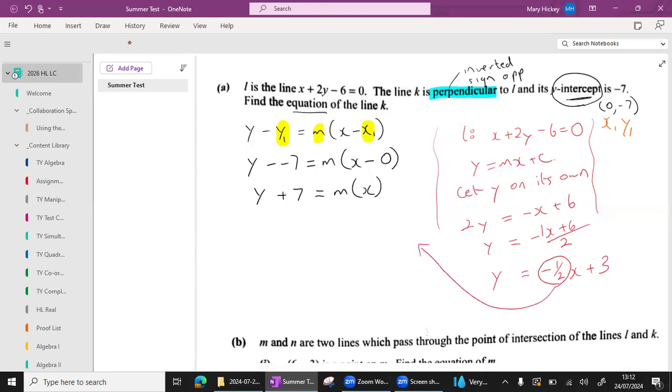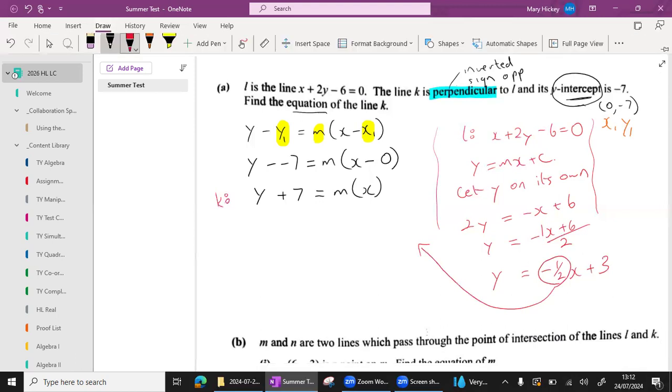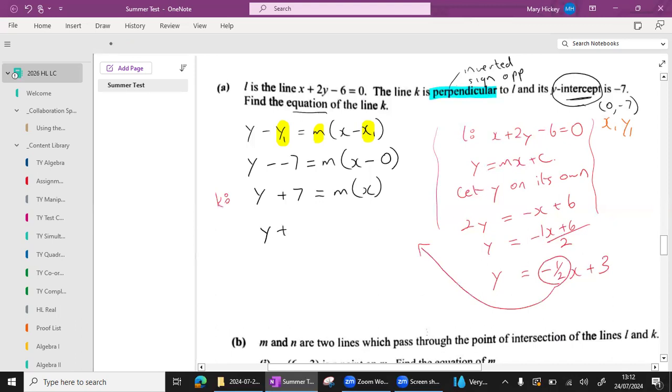So immediately I know the slope of K, so this is K. The slope of K is going to be opposite in every way. So what is opposite in every way? Well, opposite of negative is positive, opposite of a half, so inverted, as I said up here, is 2. So that's why that is a 2.